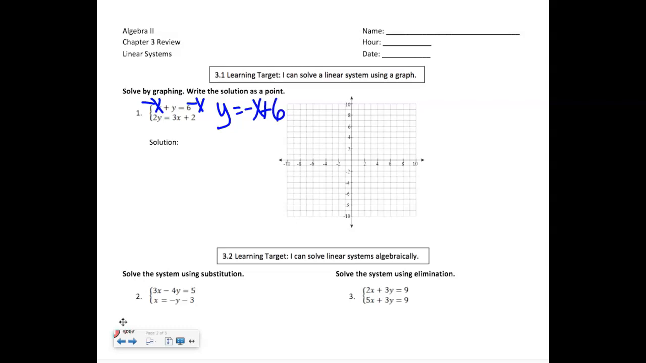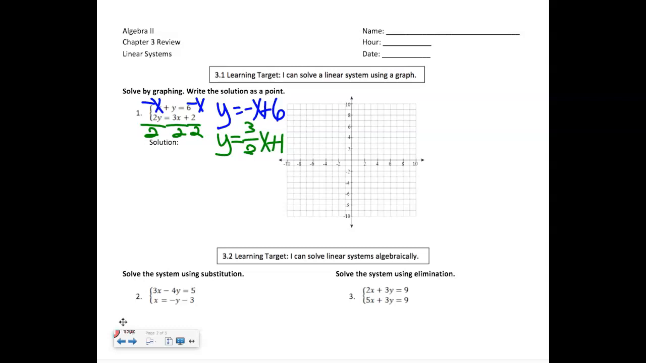And so now my equation is y equals negative x plus 6. My other equation also not ready to go. I have to divide by 2 on both sides. And so now my equation is going to be y equals 3 halves x plus 1. All right, so now both equations are ready to go.